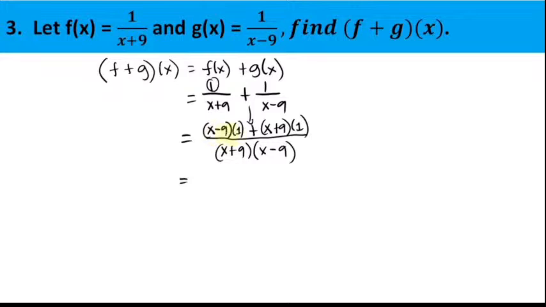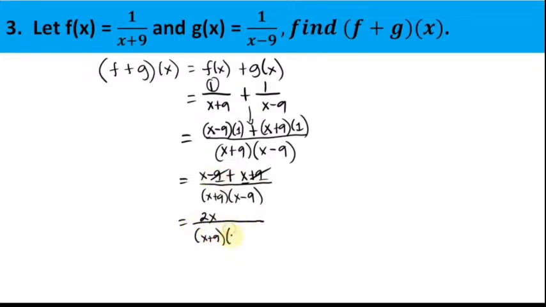Next, simplify. x minus 9 times 1, so that is x minus 9, plus x plus 9 times 1, so that is x plus 9, over x plus 9 times x minus 9. Then simplify, x plus x, that is 2x. Then negative 9 plus 9, so that is eliminated. So 2x over x plus 9 times x minus 9. So this is our final answer.